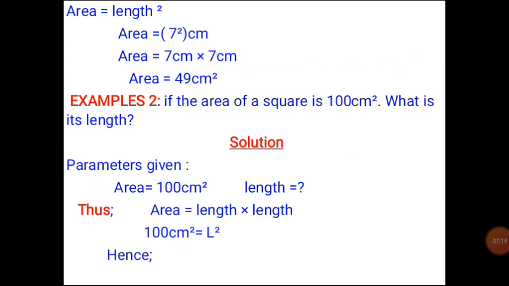Now, example 2 on this: if the area of a square is 100 centimeter squared, what is its length? In this question, we're given the area and we're asked to look for the length. So what are we going to do? Don't forget, we are dealing with a square, so a square has the same sides, so the area equals length squared. Therefore, 100 centimeter squared equals L squared.